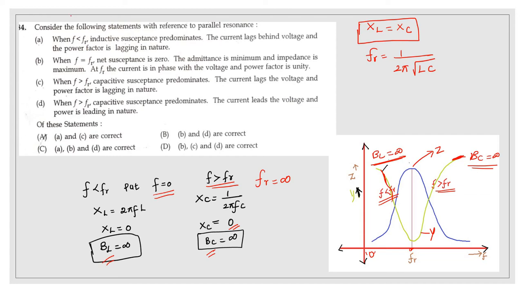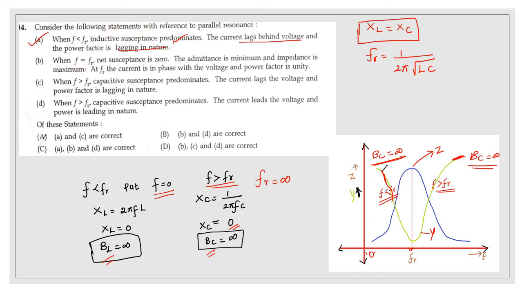So next, come to the options. When F is less than FR, inductive susceptance predominates. Correct. The current lags behind the voltage. Always with inductive reactance or inductive susceptance, the current lags behind the voltage, and the power factor is lagging. So A is correct.